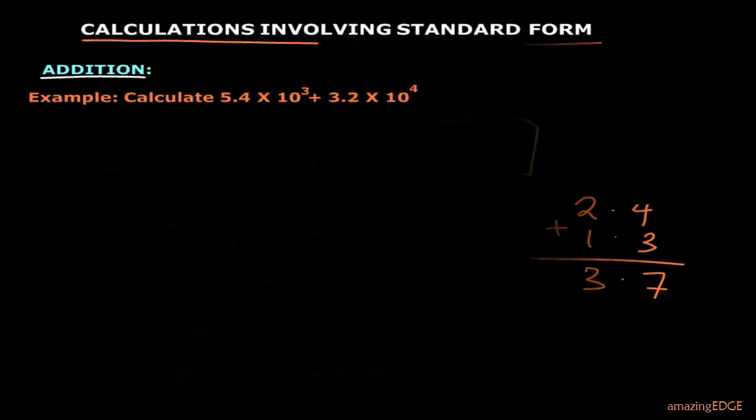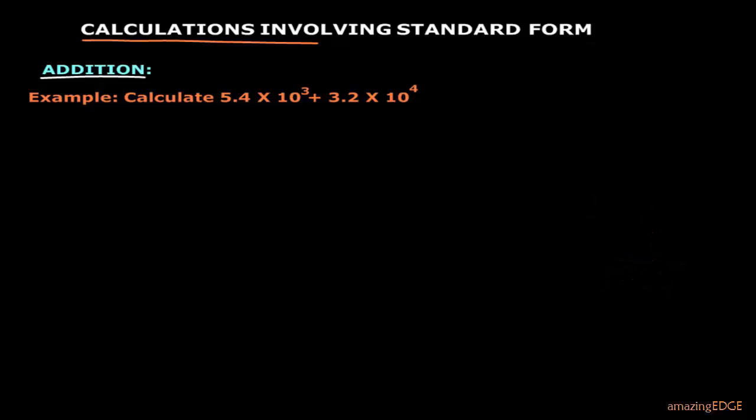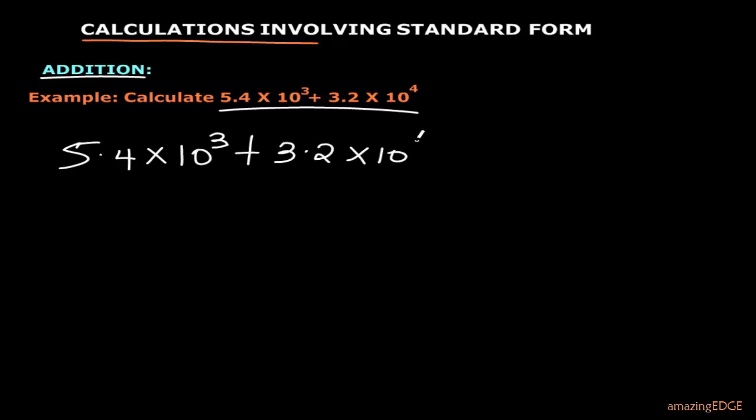So let's advance a little bit in this issue. Now we are to calculate this expression: 5.4 times 10 cubed plus 3.2 times 10 raised to power 4. Supposing we want to use the idea of factorization, we have a little problem. Here you have 10 cubed, here you have 10 raised to power 4. To be able to use the factorization method, we have to make the index of each of them the same.